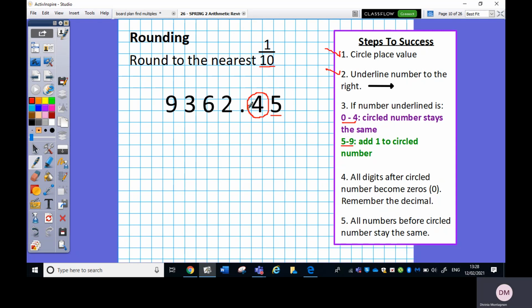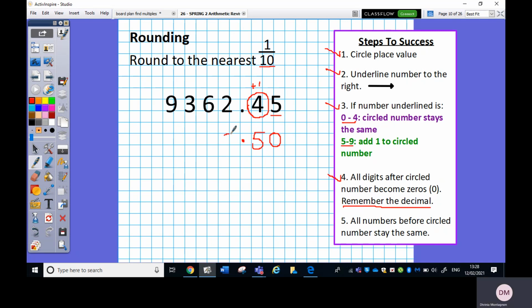Good. So what must I do to the number circled? Add 1. Good. So I'm going to add 1 here. So that becomes 5. Excellent. Read out step 4. Good. So that becomes 0. All the numbers become zeros. And then I need to. Good. Okay. And finally, read out step number 5.